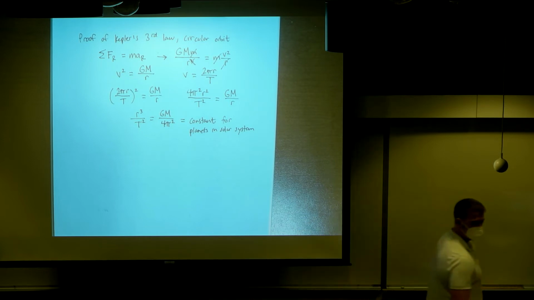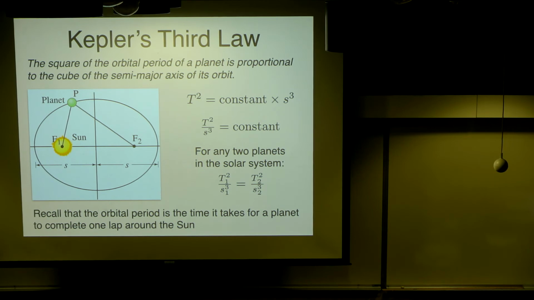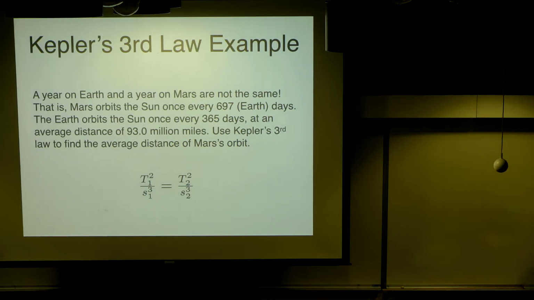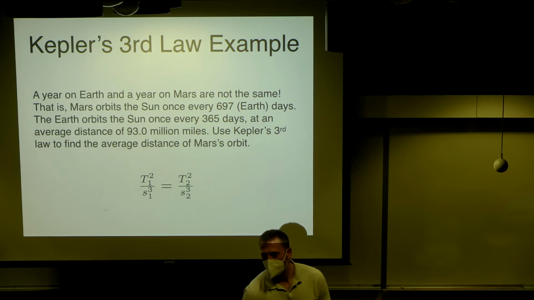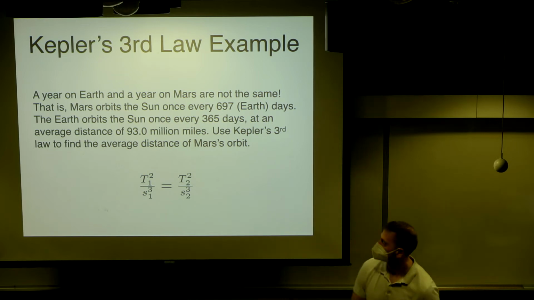All right, now let's do a few examples of calculating things with Kepler's third law. So the first one, we'll do this one together, and then I'll give you one to try out on your own. All right, so here's what we have. A year on Earth and a year on Mars are not the same. How do we define a year? It's just how long it takes the Earth to go around the sun. Well, if you're on Mars, it takes longer to go around the sun compared to the Earth. So in that sense, a year is different.